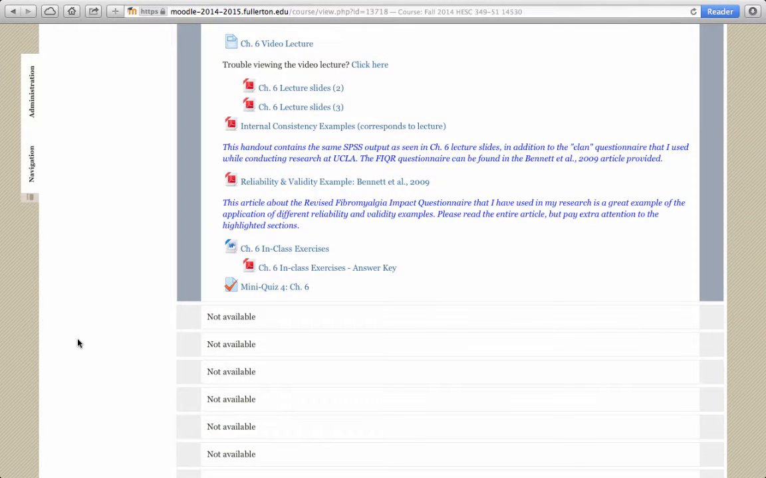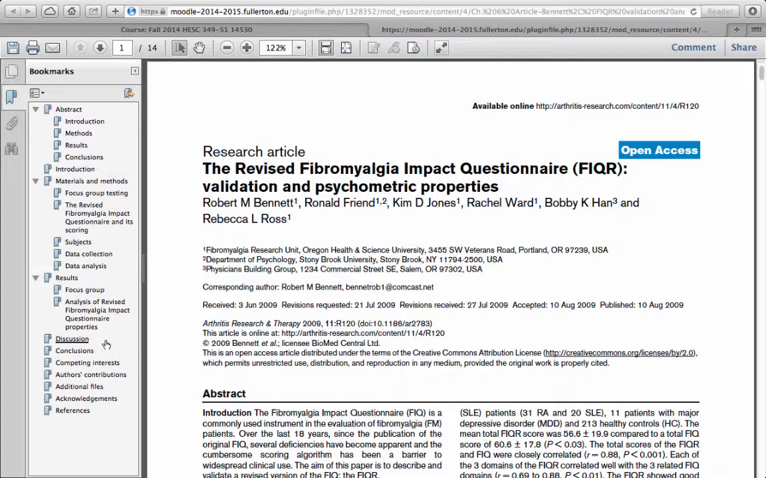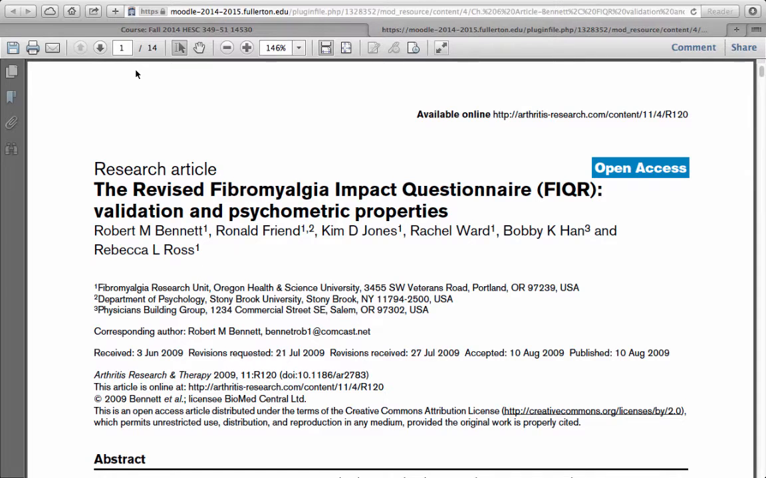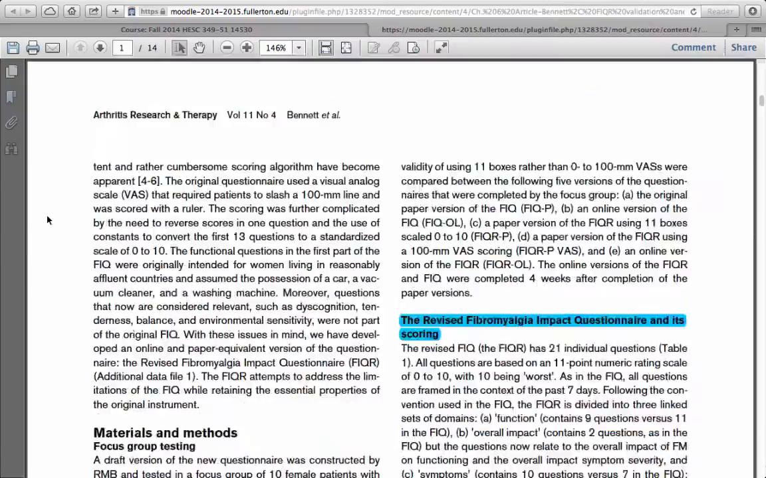Okay, I just wanted to show you a little something on Titanium. So here's the reliability and validity example. If you click on this, this is the actual article that I keep talking about, the Revised Fibromyalgia Impact Questionnaire. This is the article where they developed and validated it and talk about its reliability and validity, the one that I use in my research and the one that we've seen throughout this lecture and I referenced.